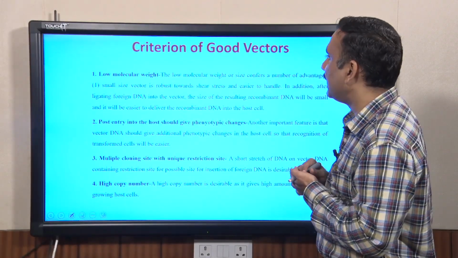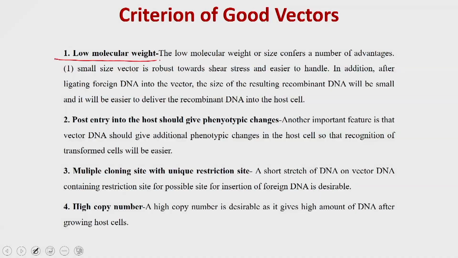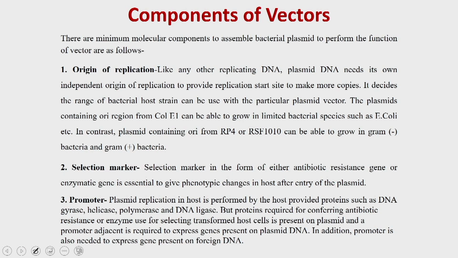So, what are the different criteria? The vector should be of low molecular weight. The vector should give you phenotypic changes when it enters the host, which means it should give you antibiotic resistance, or some color or something like that. Then it should have multiple cloning sites, so that you can integrate the foreign DNA, and it should be of high copy number, so that your desirable products are more.